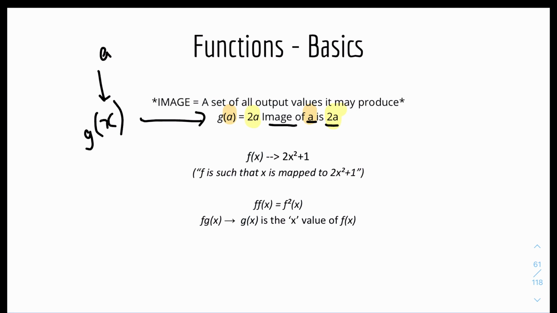Then we have this notation right here. f(x) equals 2x squared plus 1. The correct way to say it in mathematical terms is f is such that x is mapped to 2x squared plus 1.